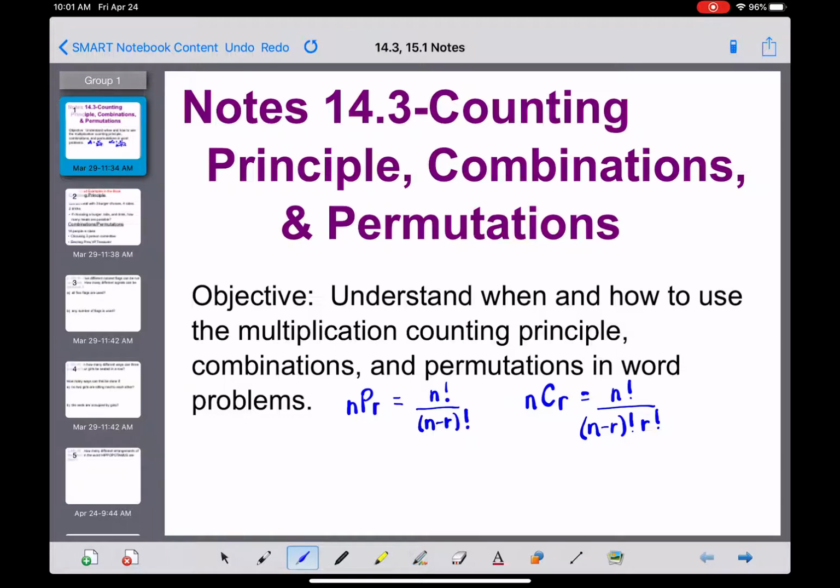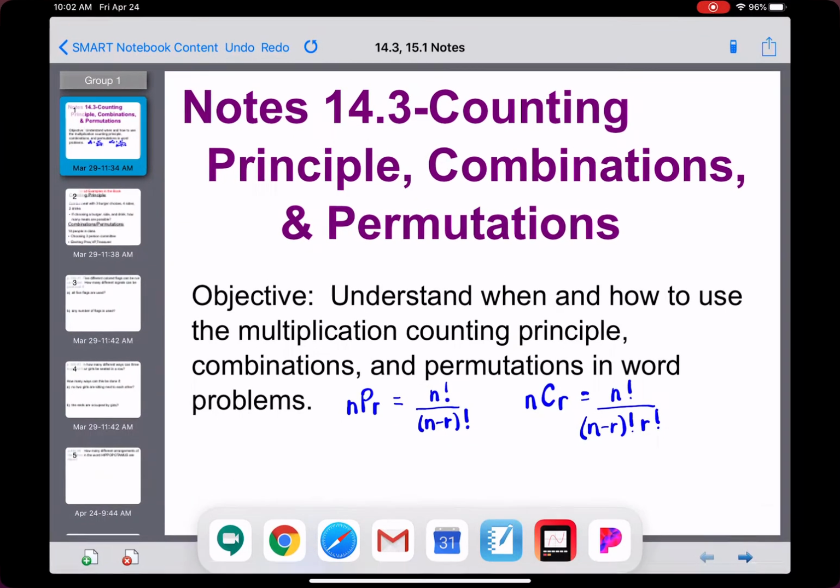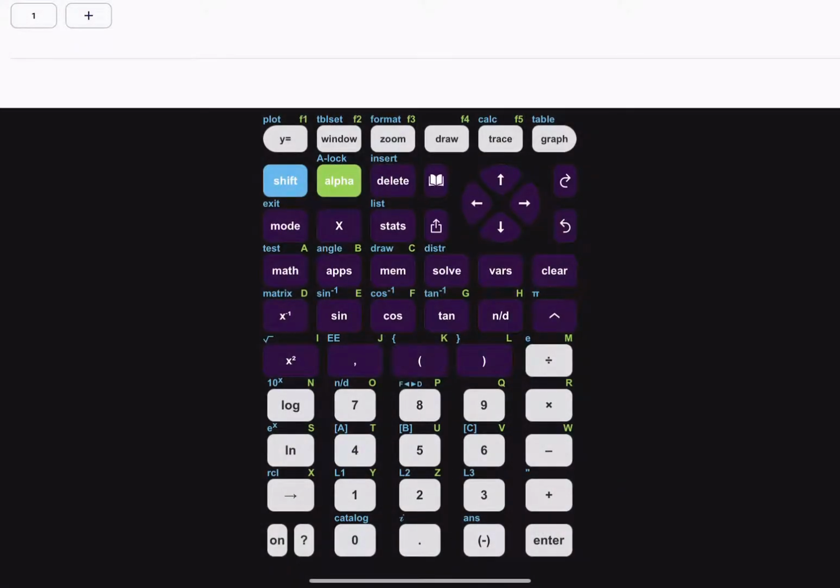There are other formulas that you see in your packet that you're going to have to know, but you would just use your calculator. So on your graphing calculator, I can pull mine up real quick, but on this graphing calculator, you're just going to type in, let's say we're doing 5 combinations of 3. You would do 5 and then math. You would go over to probability, and then number 3 is combination. So 5 combinations of 3 would give you 10.